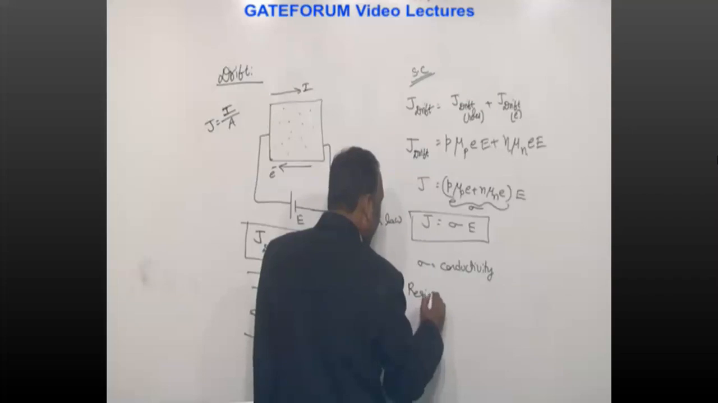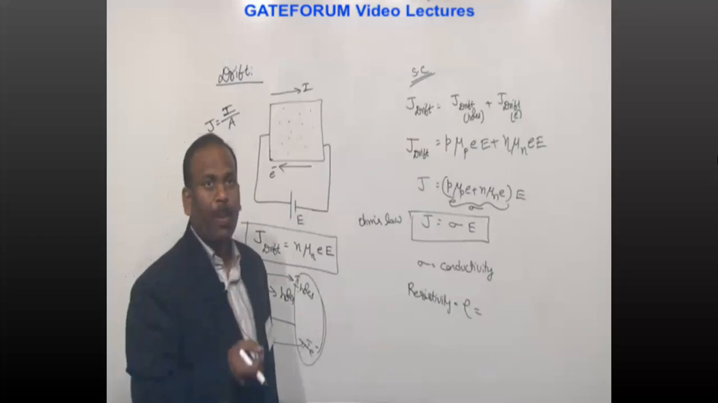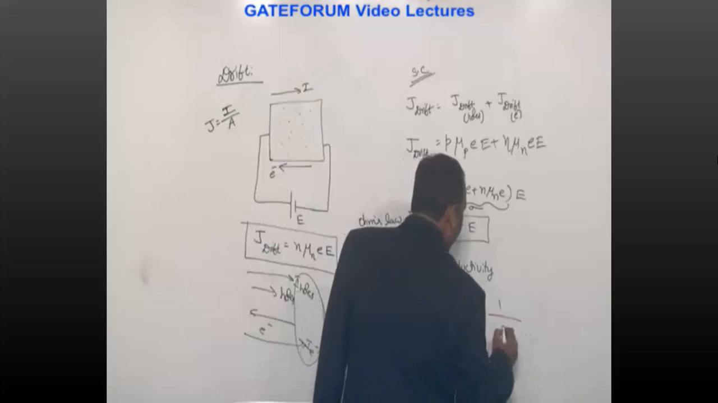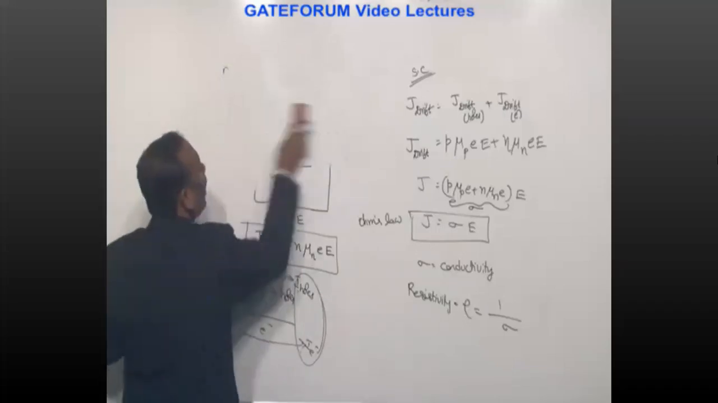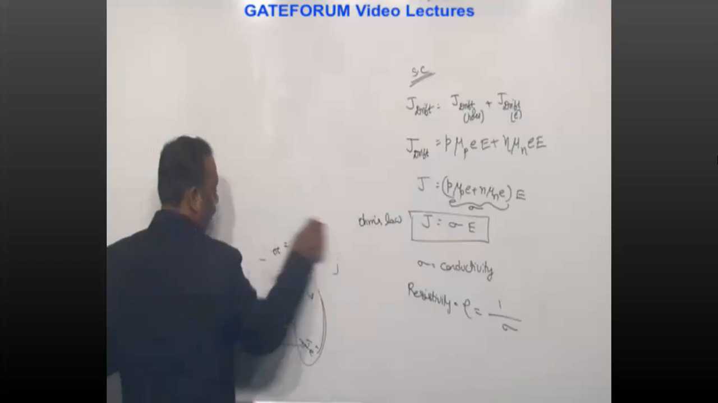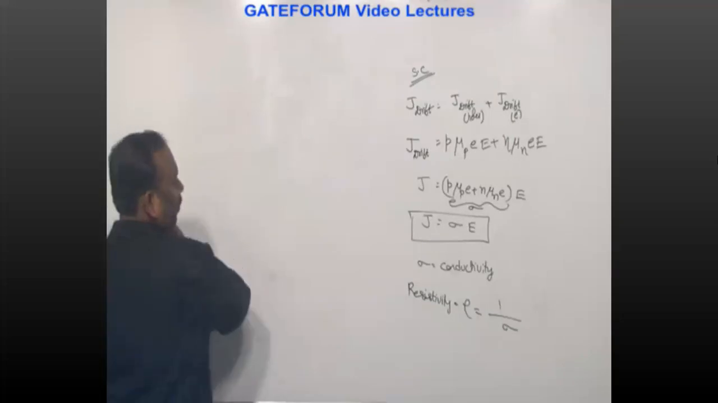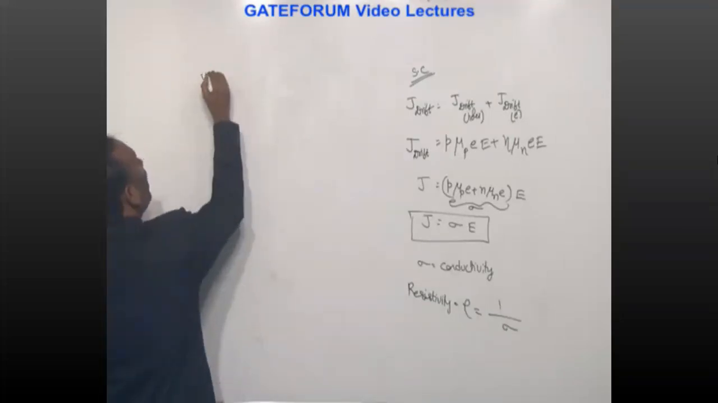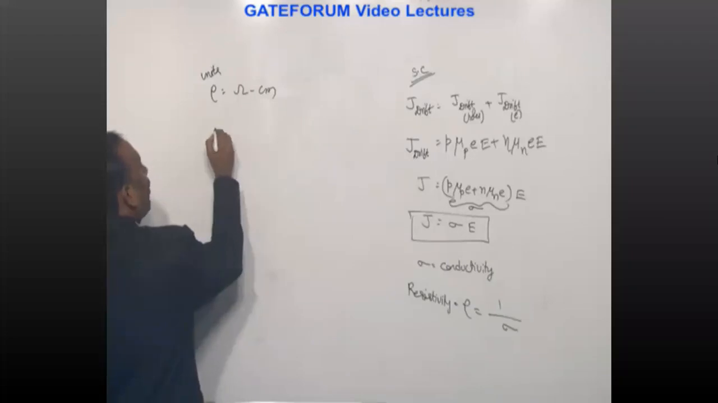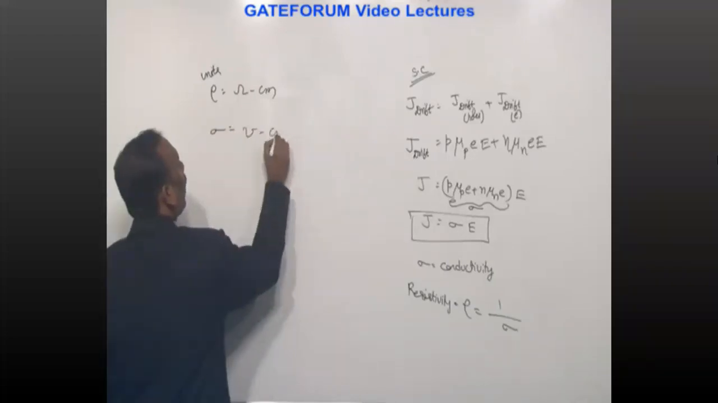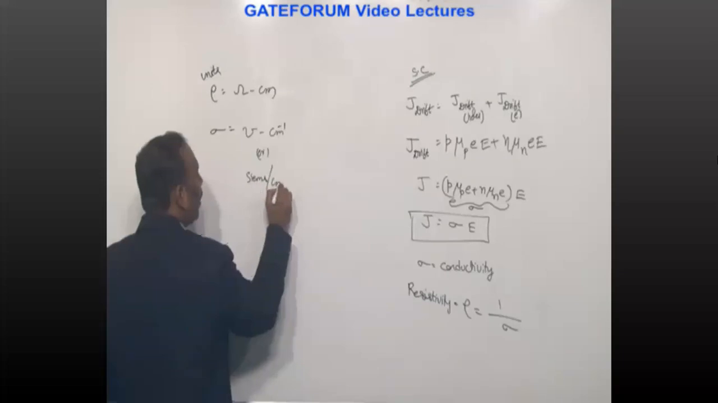One more formula: resistivity is denoted as rho. That is 1 by conductivity. One by conductivity is called resistivity. All these formulas are very important. Units for resistivity are ohm centimeter. Units for conductivity are mho per centimeter, or Siemens per centimeter.